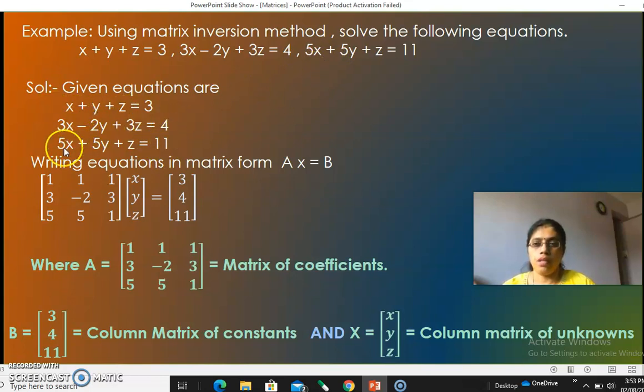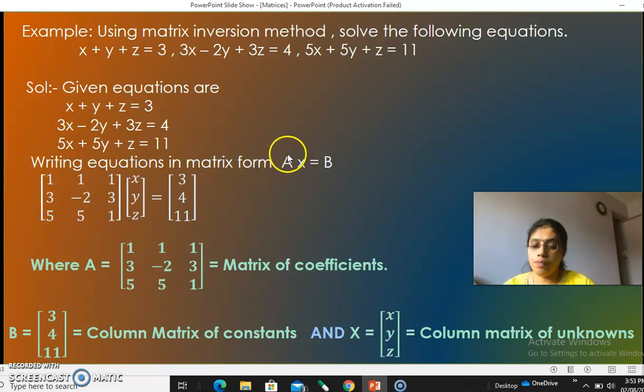Right? This way, not horizontally. You write them in a vertical way, so that you can easily identify the standard form. Now the next step: they are already in standard form, so go further and write those equations in matrix form as A into X equal to B.